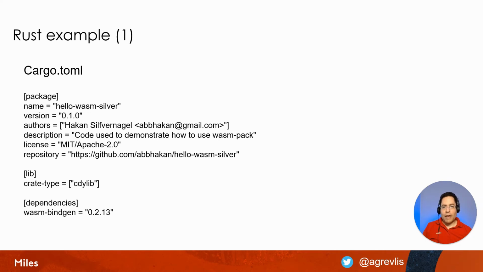So as before, we have a package file, a toml file with the name of our package and the authors, and then we also need to define what kind of crate this is. In this case, it's something called a C dynamic library. And then we also need to define dependencies. In this case, we need to have this WASM bindgen in order to generate the glue file that we need.